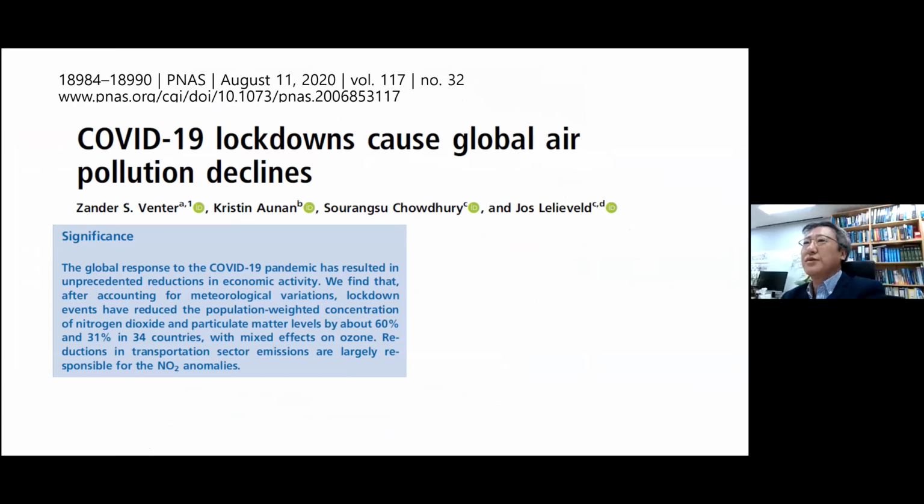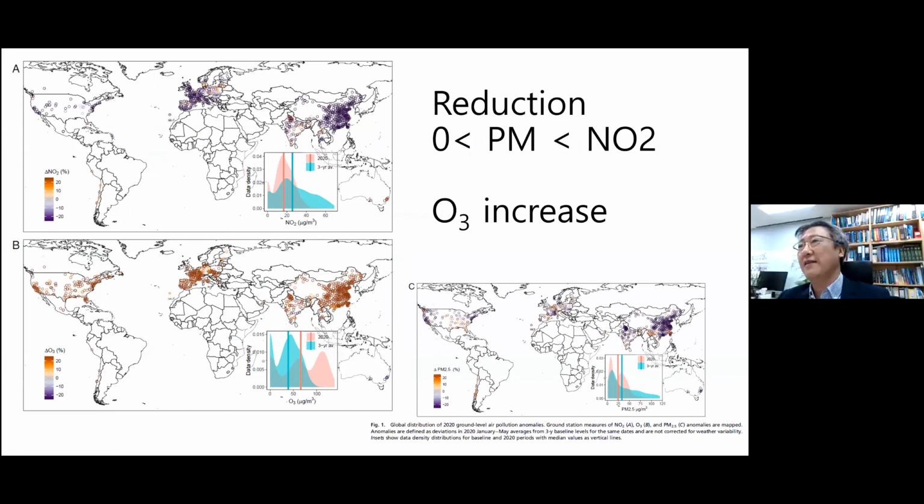The first paper shows that lockdown due to COVID-19 caused a global air pollution decline. That is not unusual. It's easy to understand. This is the median for the previous years, and this is the median for this year. In terms of NO2, this is a reduction due to COVID-19 and the distribution over there. PM2.5 also shows a similar pattern, a reduction. But for ozone, we observed that the concentration increased globally. But as you can see, the effects are very different from place to place.